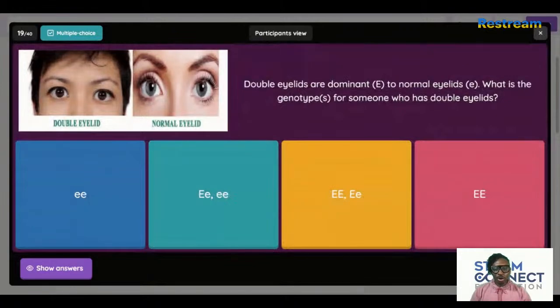All right. Double eyelids are dominant to normal eyelids, which is a little e. What is the genotype for someone who has double eyelids? What would be the genotype or the genetic makeup for an individual who has double eyelids? That's correct. Remember, for each genotype, you have to have two letters, one coming from both parents. If it has at least one dominant trait, that trait is going to appear, and we call that the dominant phenotype. So whether it's two big E's, you're going to have double eyelids, or at least one big E and one little e, it will have a double eyelid. Perfect. You're doing great.